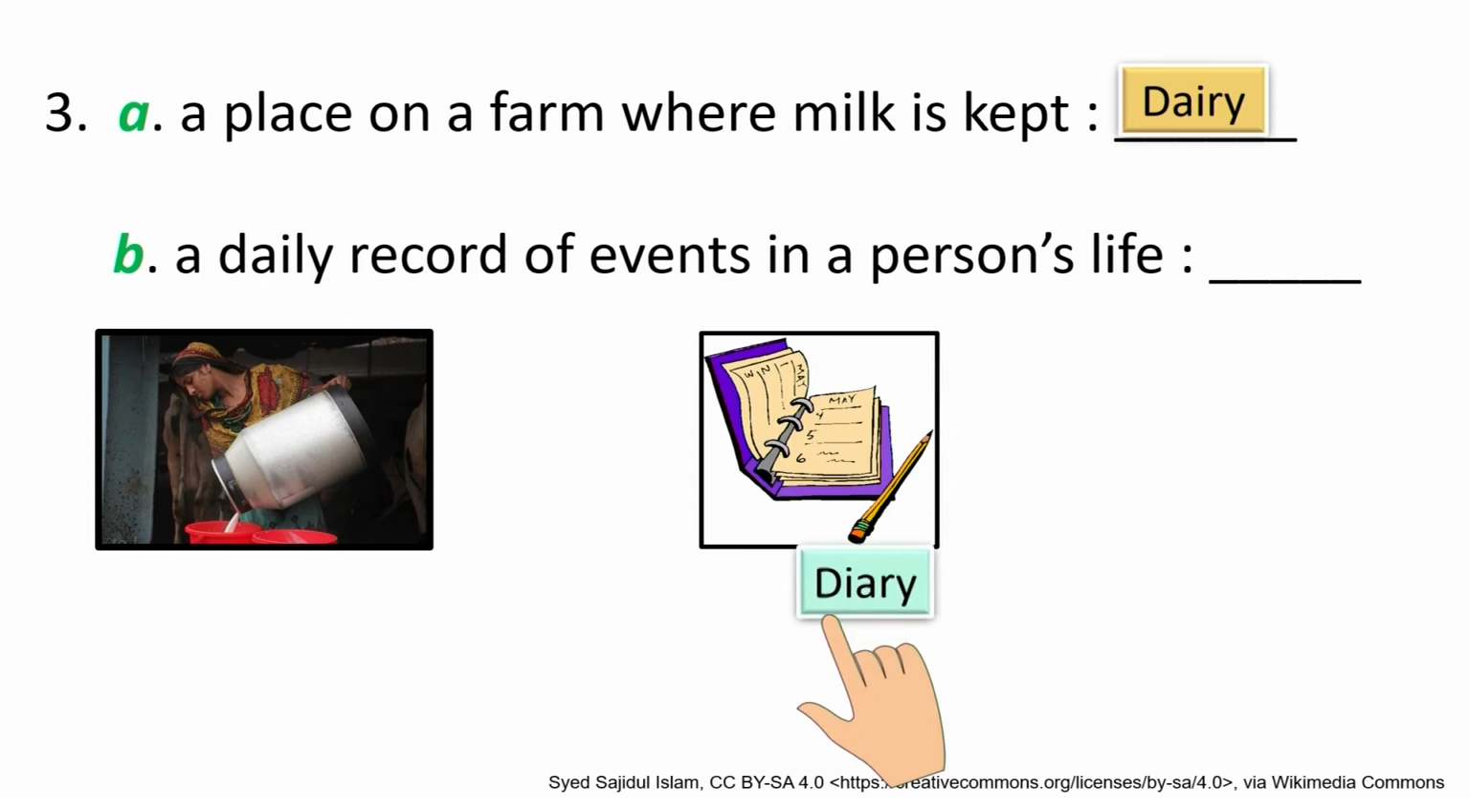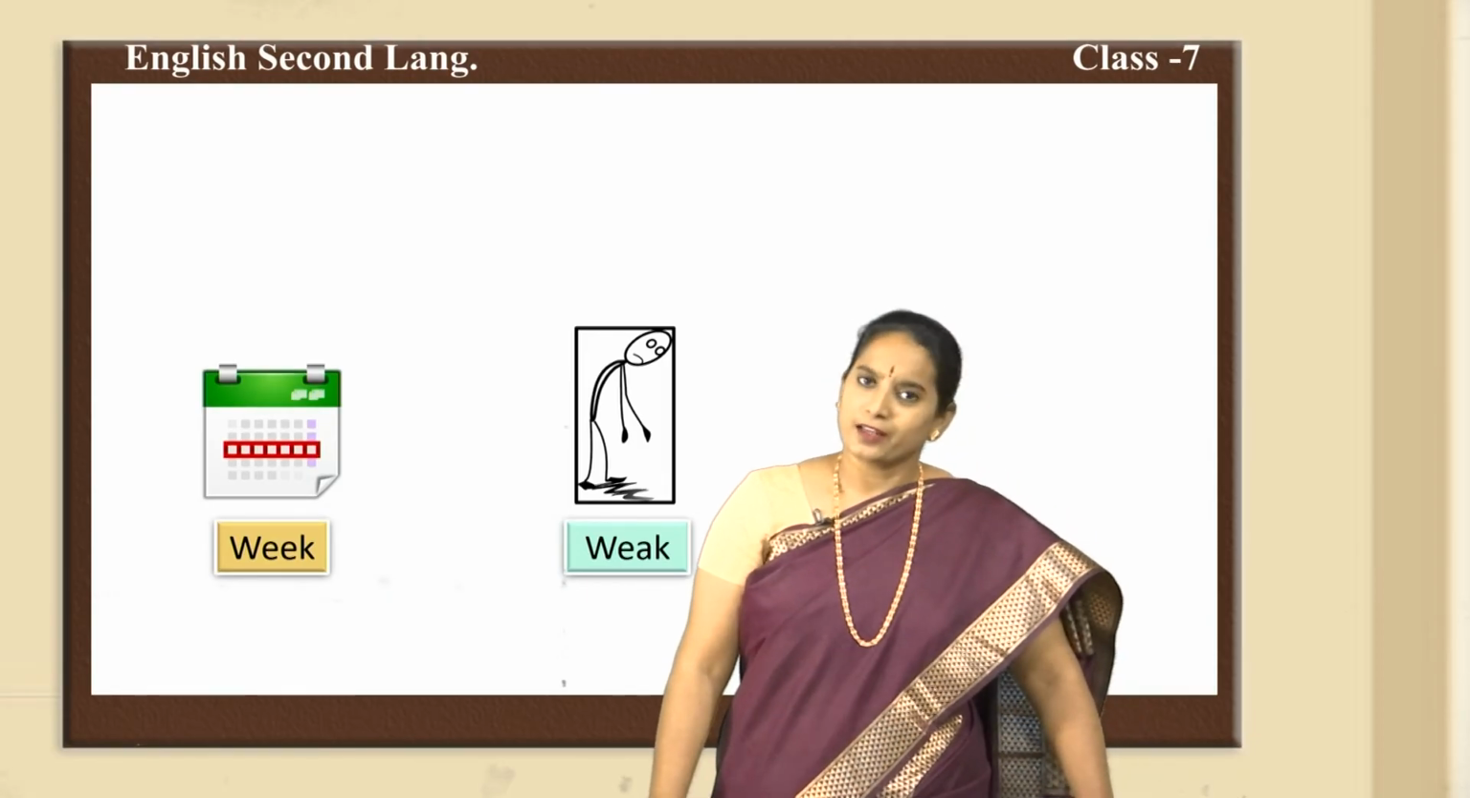B, a daily record of events in a person's life. Yes, you are absolutely right. It is diary, D-I-A-R-Y, diary. Let's move on to our next question, children.